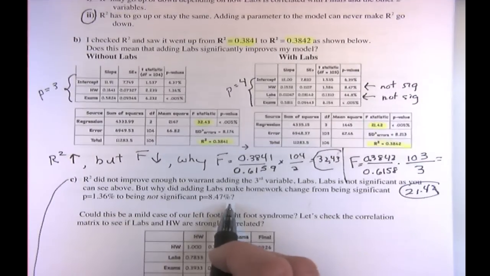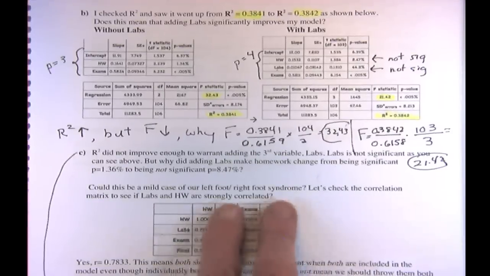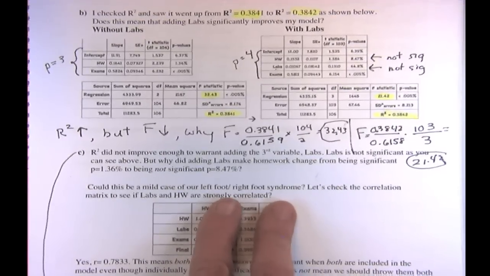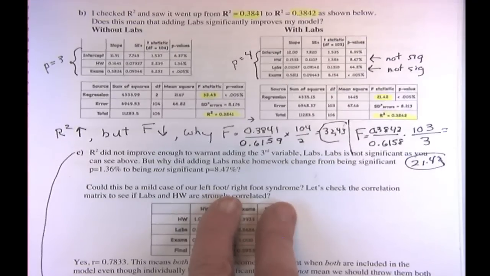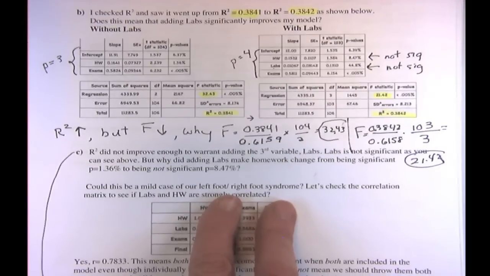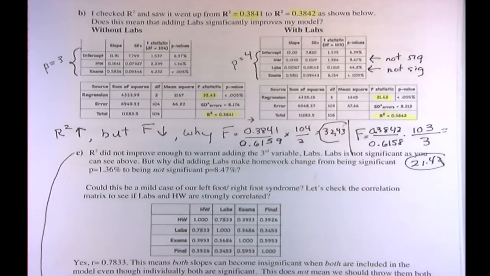Could this be a mild case of multicollinearity, when two variables are very correlated, like left foot and right foot, that when you put them both in the model, they can both become non-significant? Because when they're very correlated with each other, they're saying pretty much the same thing. And so you get screwy results.